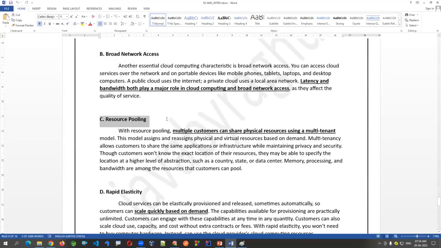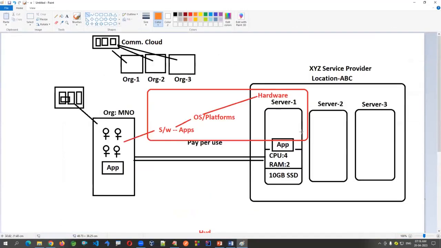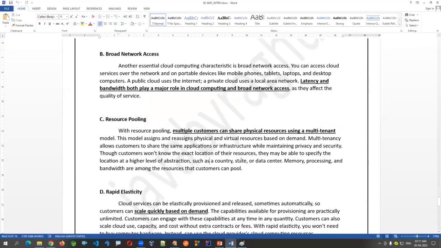Resource pooling indicates, see here I said it's one physical server. This server can be accessed by organization 1 some part, organization 2 some part, and organization 3 some part. This is actually called the multi-tenant concept. We should be able to provide a resource pooling mechanism here. In the multi-tenant concept, it is generally done by using the virtualization concept.